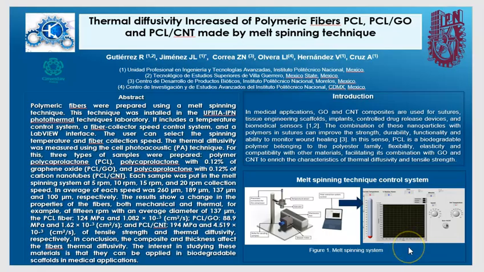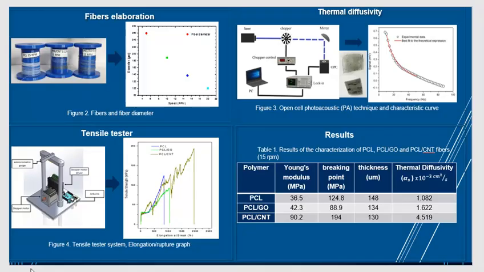The temperature depends on the type of polymer. For example, for polycaprolactone, the temperature is around 60 degrees Celsius, but when it is mixed with carbon nanotubes, it rises to 125 degrees Celsius. Figure 2 shows the fibers produced by the melt spinning technique and the average diameter at each RPM in this graph.